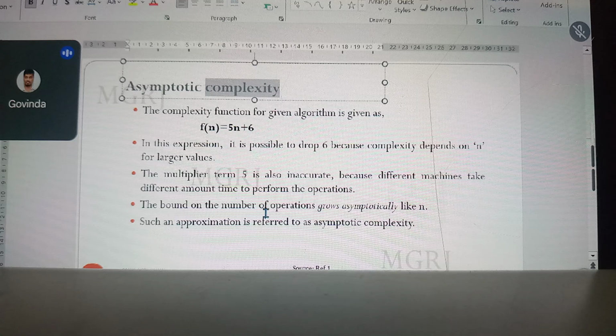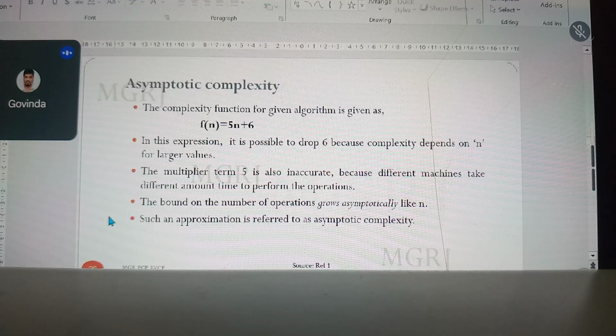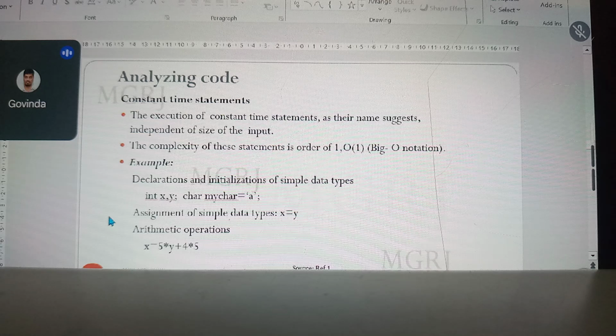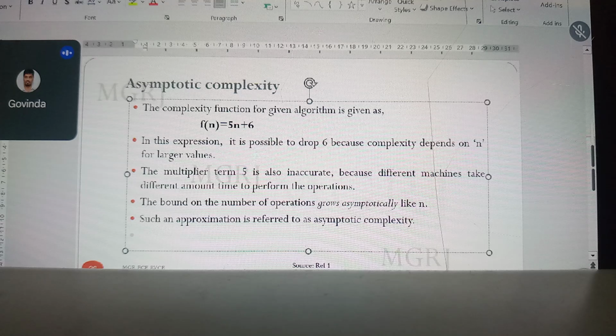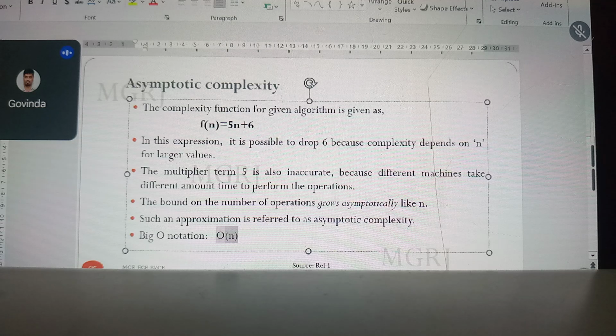So the bound on the number of operations grows asymptotically like n. That means as n grows, the time complexity of the given function varies in the linear sense. Finally, to represent the time complexity, there is a notation called big O. Please try to understand. Let me type that. Big O, in the sense of capital O. Big O notation says that for the given function, the time complexity is O of n. That's the meaning of big O.